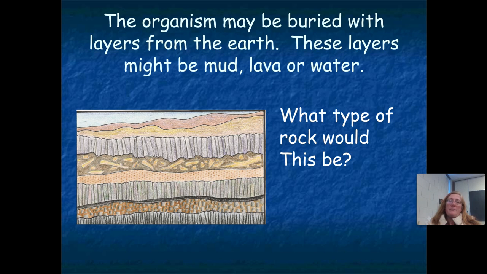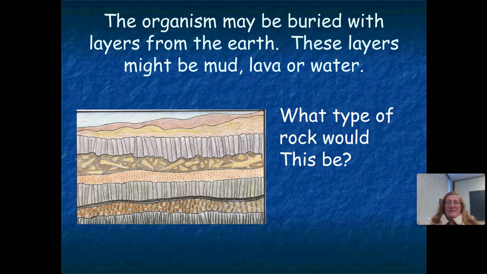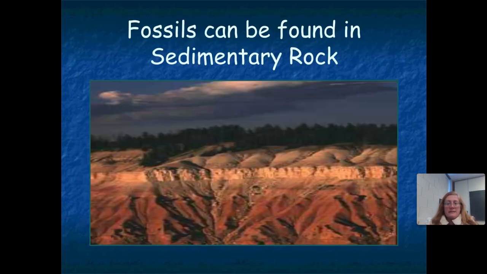So organisms have to be buried in the earth, and these layers can be mud, lava, or water. When we have the different types of layers, we end up making sedimentary rock. If it is lava, the lava has to go on top of that sedimentary rock because, like we said, the lava is too hot for fossils to be there.